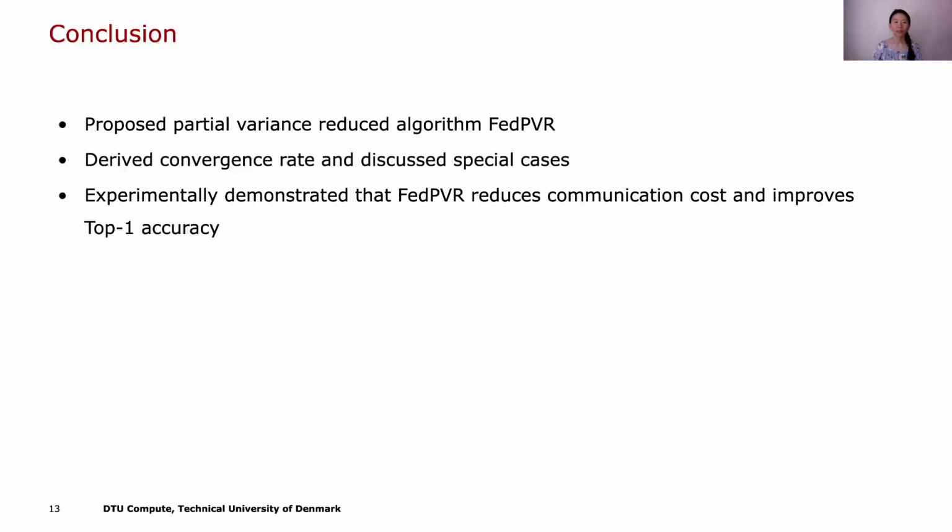So to summarize, in this paper, we proposed a partial variance reduced algorithm FedPAR for dealing with data heterogeneity in federated learning. We then derived the convergence rate and discussed some of the special cases. And finally, we experimentally demonstrated that our algorithm can reduce communication cost and improve the top 1 accuracy.